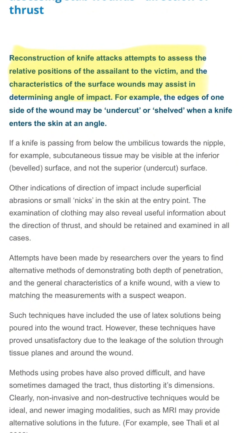Reconstruction of knife attacks attempts to assess the relative positions of the assailant to the victim, and the characteristics of the surface wounds may assist in determining the angle of impact. For example, the edges of one side of the wound may be undercut or shelved when a knife enters the skin at an angle. And this is what I've been talking about. The angle that the assailant is when he's stabbing the victim and the angle the victim's at.